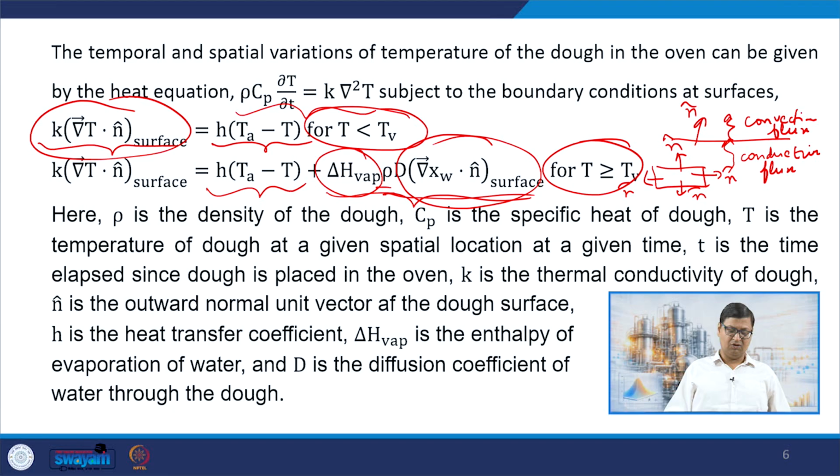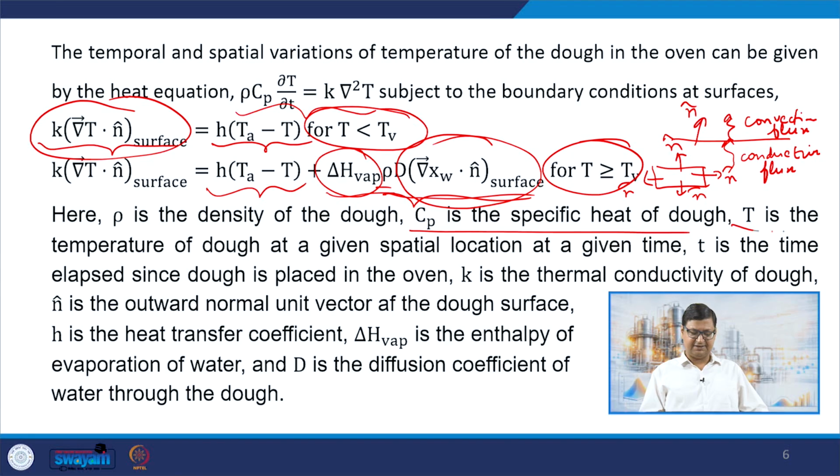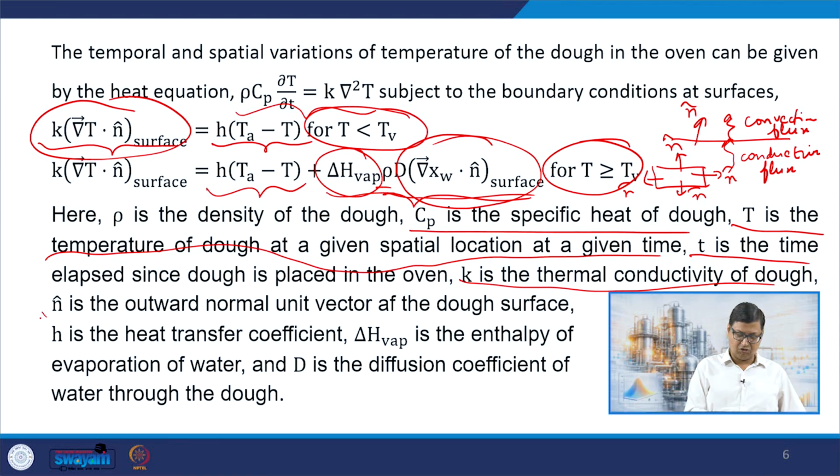So, here again rho is the density of the duff, Cp is the specific heat of the duff. We will assume that rho is constant, but in reality rho is also changing, but for simplicity we can assume that the density of the duff is constant. The heat capacity, the specific heat, is also assumed to be constant, and T is the temperature of the duff, that is now a function of the spatial location and the time, and small t is the time elapsed since the duff is placed in the oven. K is the thermal conductivity of the duff, again assumed to be constant. N cap is the outward normal vector, as I have demonstrated just now.